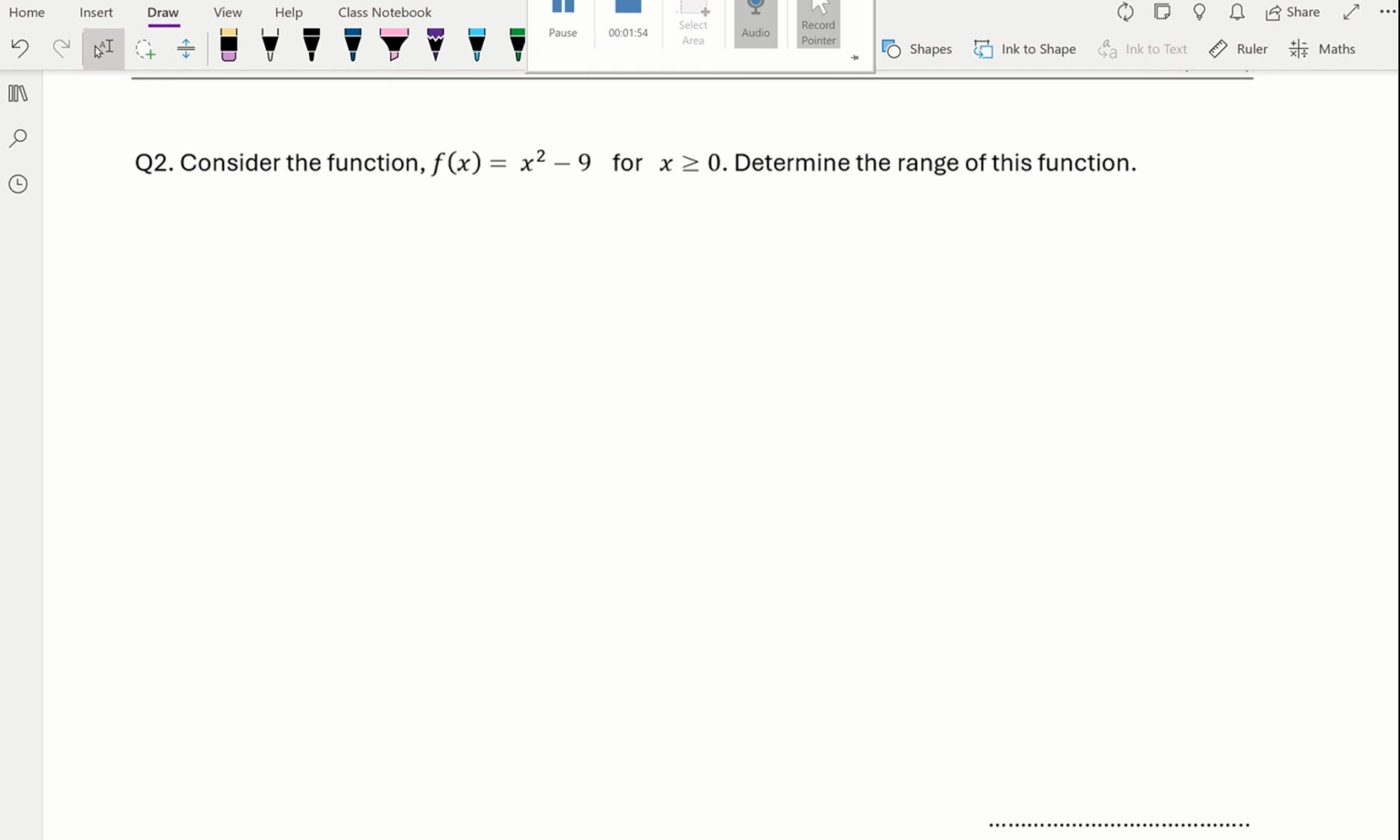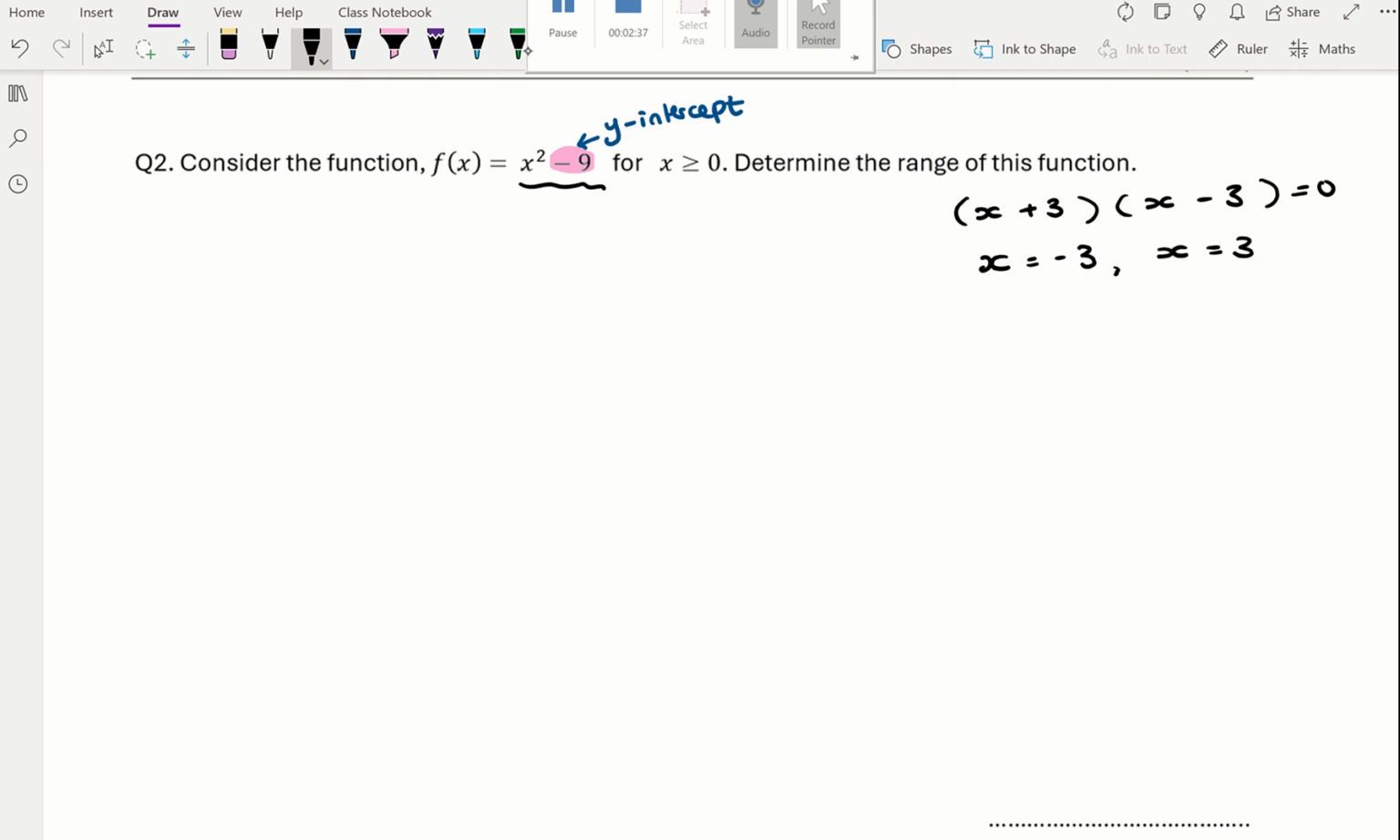The second question says, consider the function x squared minus 9. Determine the range of this function. So to determine the range, and we don't have specific values for the domain, the best thing to do is to sketch the graph. So we know that this is the y-intercept, where the graph cuts the y-axis. We also know that this can be factorized, that's the difference between two squares. So I can factorize it, x plus 3, x minus 3, therefore x equals negative 3 and x equals 3.